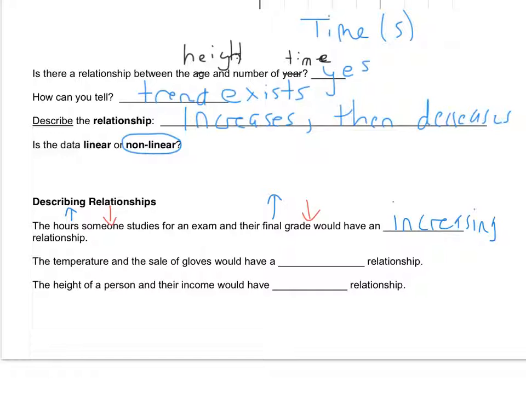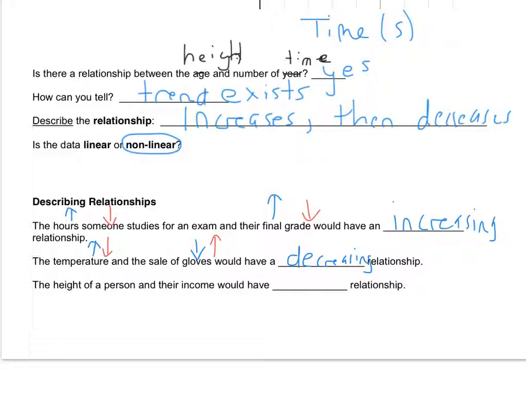The next one, the temperature and the sale of gloves would have a blank relationship. So if the temperature increases, you would expect the sale of gloves to decrease. So they're going in opposite directions. So you would say it would have a decreasing relationship. You could also think of this as if the temperature goes down, the sale of gloves goes up. And again, they're in opposite directions.